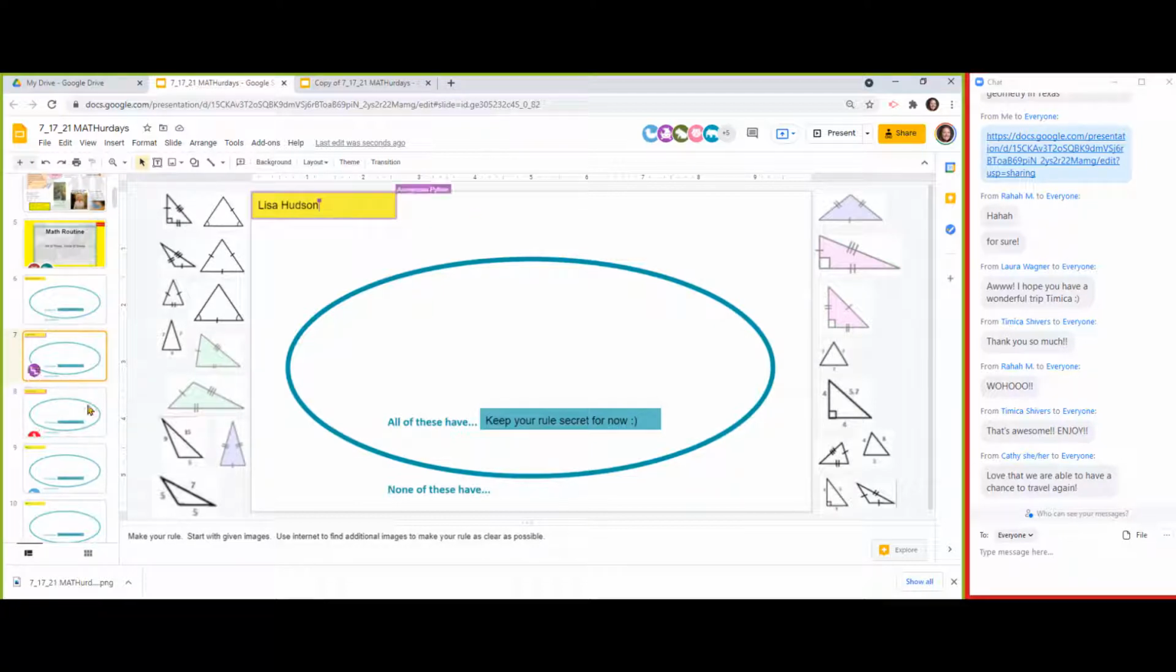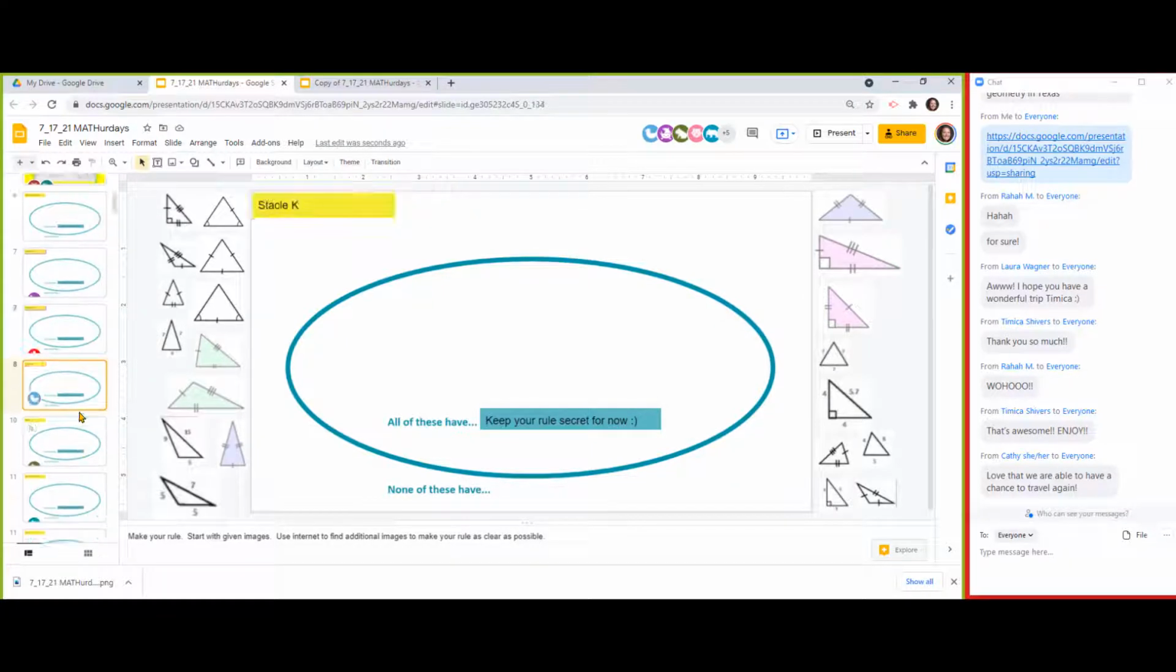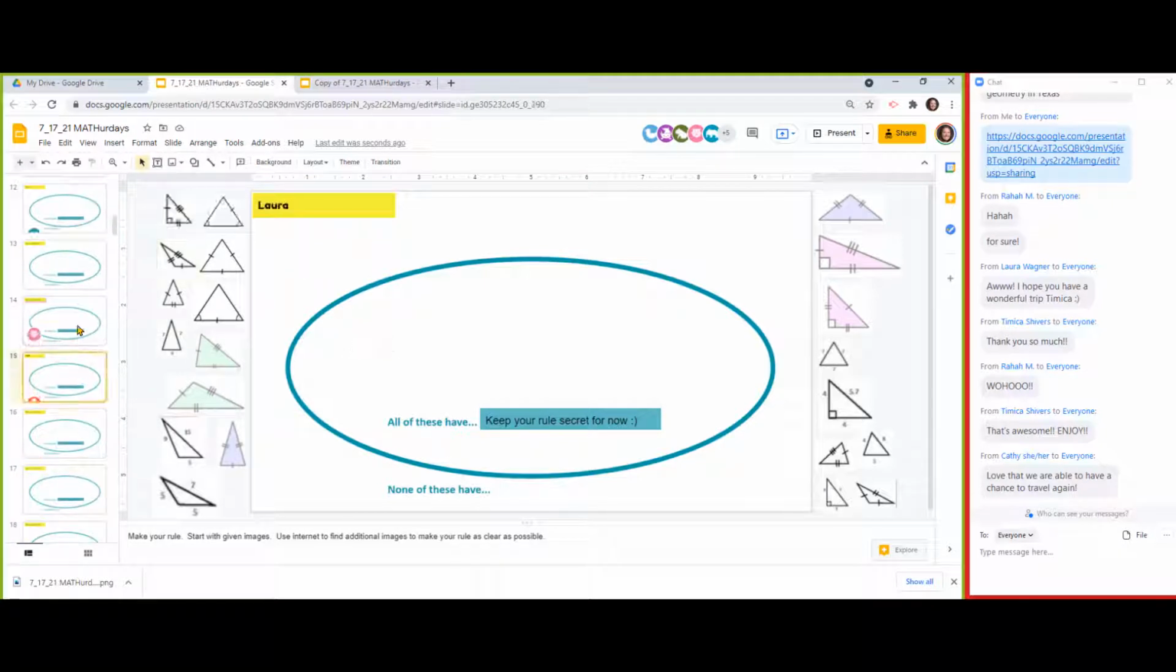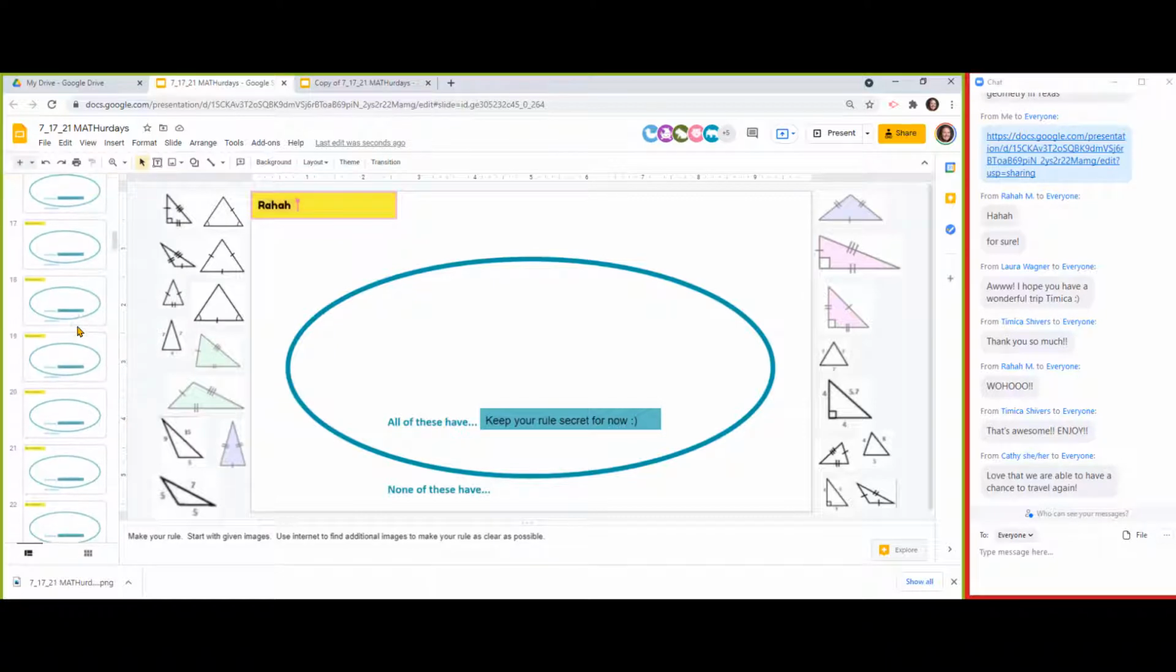Again, type your name in one of the yellow boxes to claim it for you. Other people will know that's yours. And move those triangles in to create your rule.